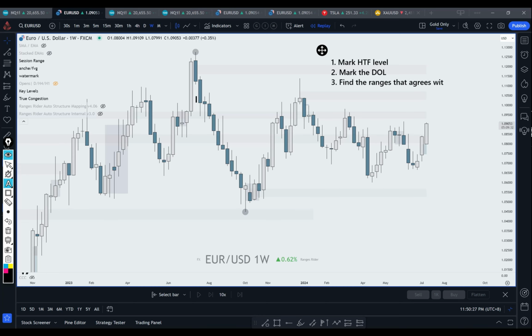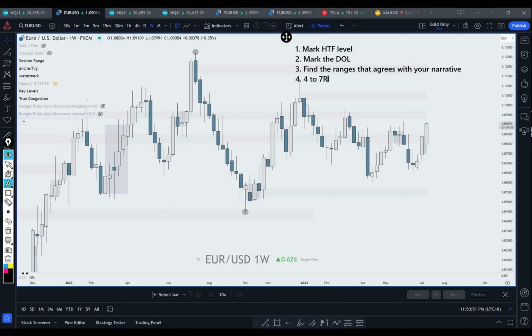So find the ranges that agree with your narrative. So what is your narrative? Your narrative is actually the first two levels, and then of course your ranges are according to your draw on liquidity. You can target anywhere between 4 to 7 hours. So these are the steps you have to follow. You cannot go directly to step number 3. If you do, you will always be confused.